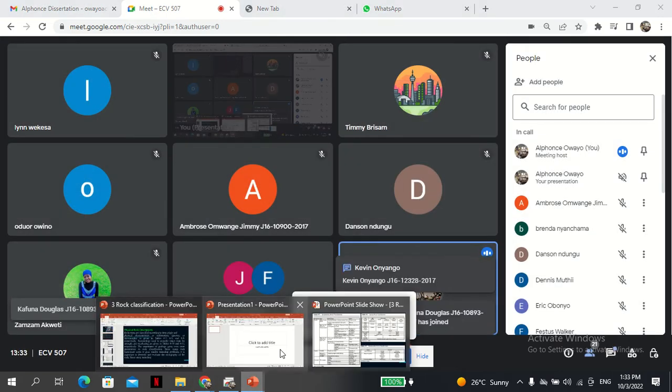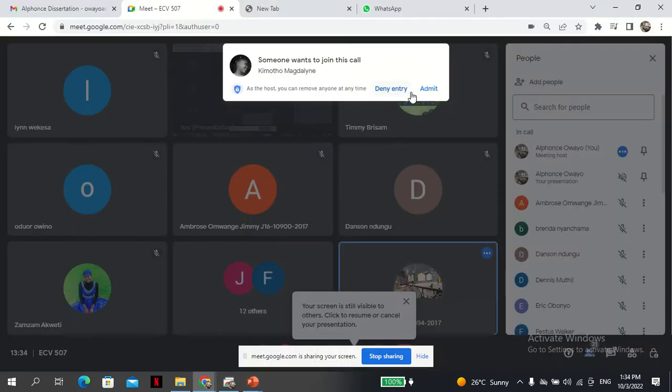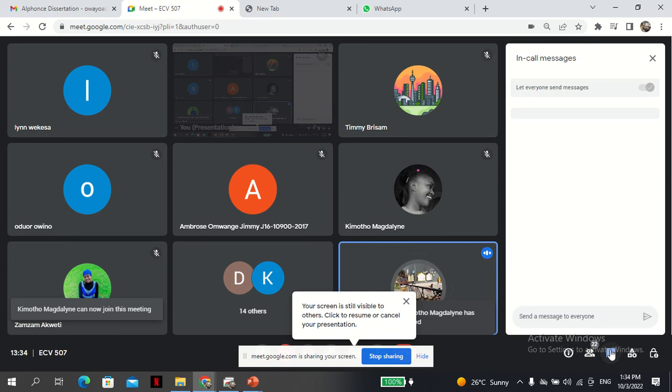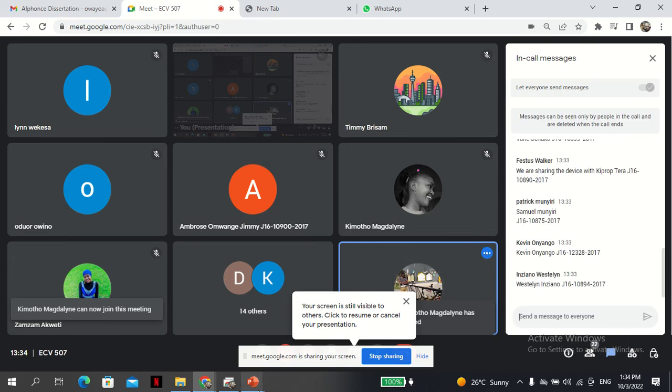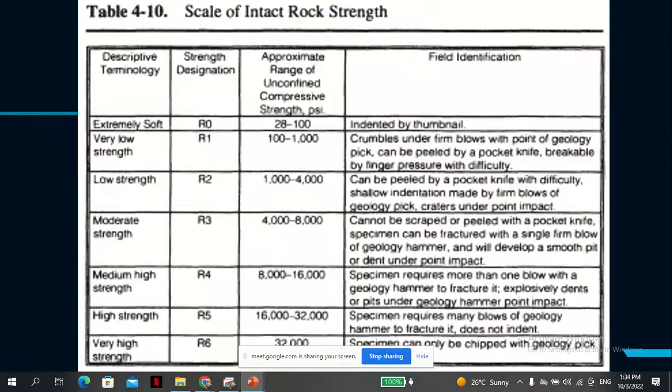So this table just shows you the classification of sedimentary rocks. We talk about igneous rock and also metamorphic rock. All we are trying to do, or what we are looking for, is material of good strength. That's all we are interested in. So this is how to describe a rock in terms of strength.